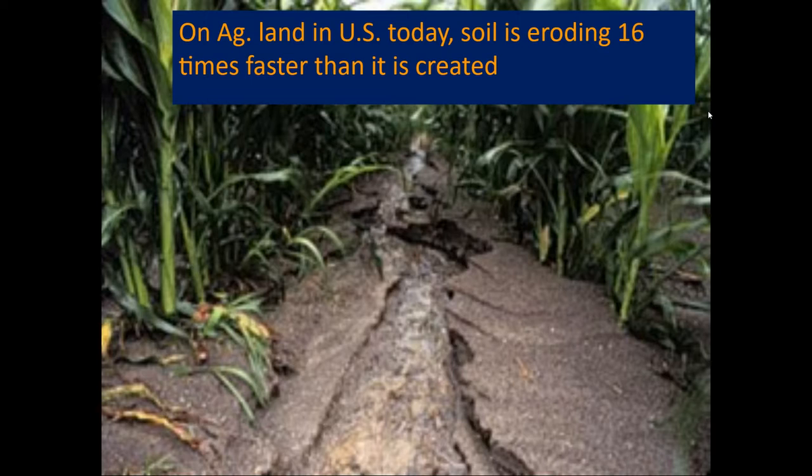Ag land in the U.S. today, soil is eroding 16 times faster than it is created.